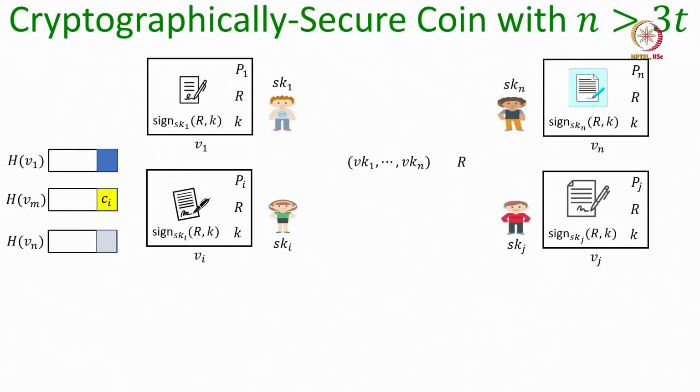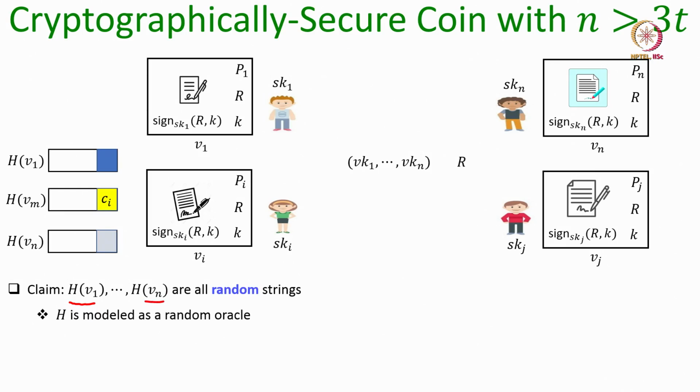Now, we will analyze it. The first claim here is that if we consider the hash values of all the tuples V1, V2, ..., Vn, they are random strings from the codomain of the hash function. And this simply comes from the fact that we are assuming the hash function to behave like a random function, or random oracle.